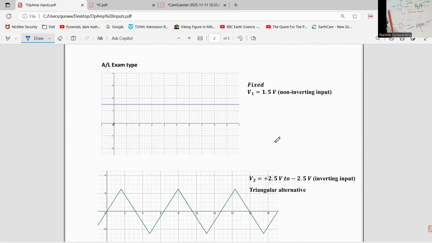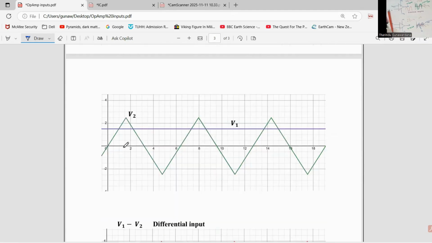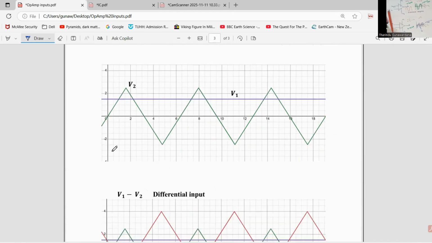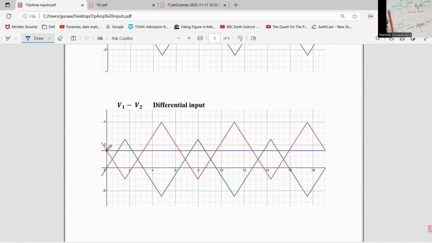Let's calculate what the differential input is when time equals 0. What is the V1 minus V2 value? V1 equals 1.5, a constant. It's always constant. What is V2? V2 equals 0. That means 1.5. So when time equals 0, the differential input value equals 1.5. Now you can see both inputs are provided here. Then V1 minus V2 when time equals 0 is 1.5, over here.